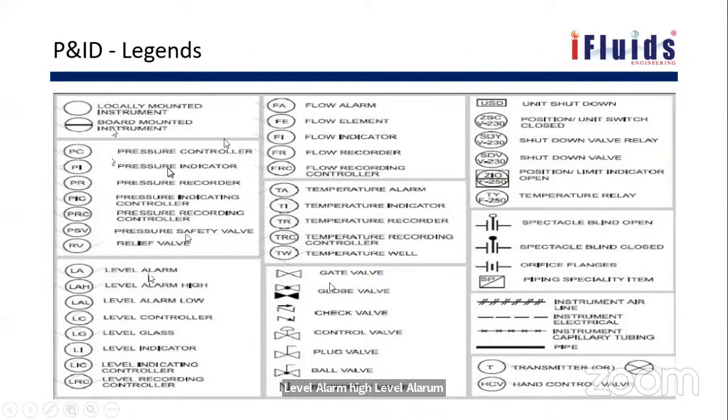And one more important thing is the type of valves. You see a gate valve is shown here like this. A globe valve is shown like this with a dot in the center. Check valves are non-return valves. They will have flow direction on one side only. Flow from the opposite side will not happen. Then control valve, plug valve, ball valve, butterfly valves.